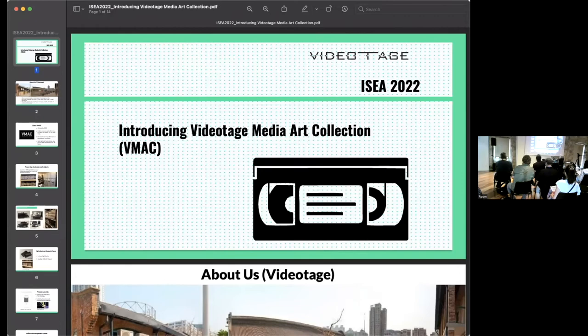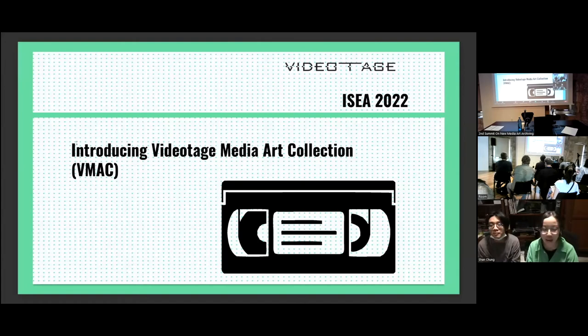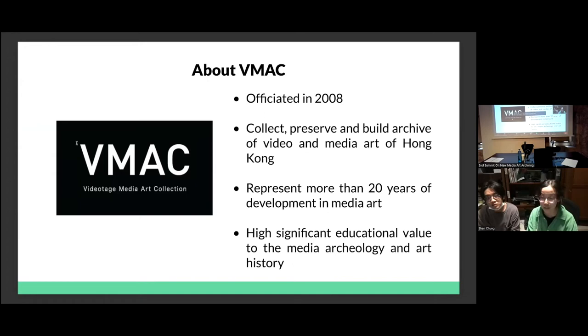So, hi everyone, I'm Shan, the project coordinator from Videotage, and here is John, my colleague, and we are so happy to be here to introduce our archive, FIMAT. Before talking about the archive, I would like to give a brief introduction about Videotage. We are a non-profit media arts organization from Hong Kong since 1986, located in Cattle Depot Artist Village. The Videotage Media Arts Collection, FIMAT, was established in 2008.